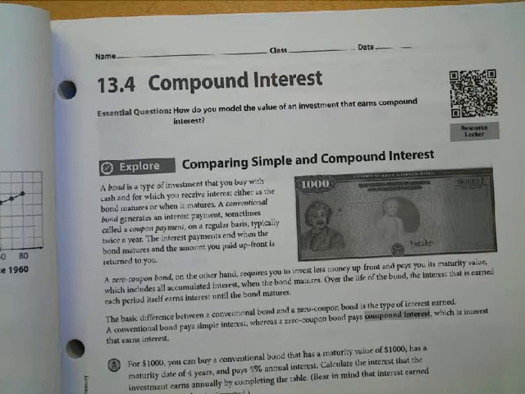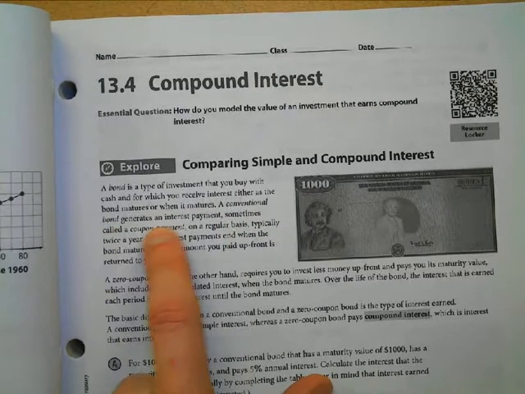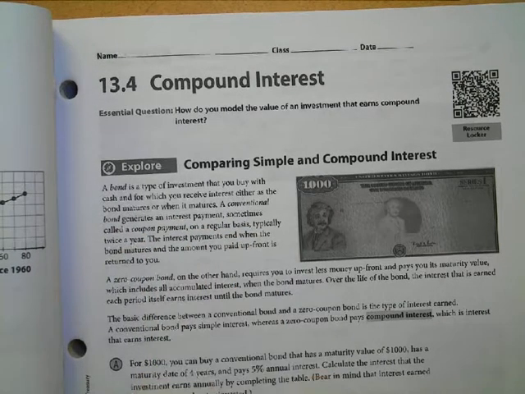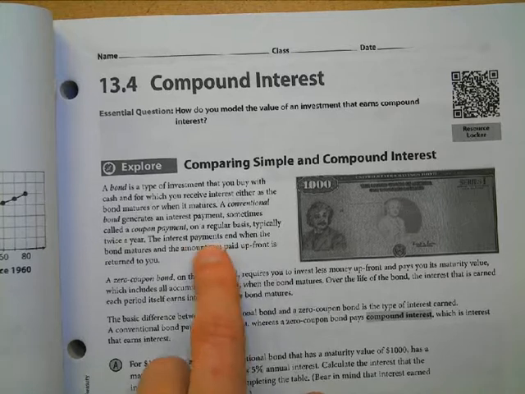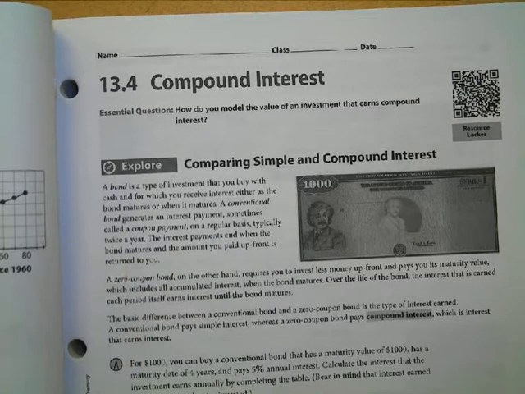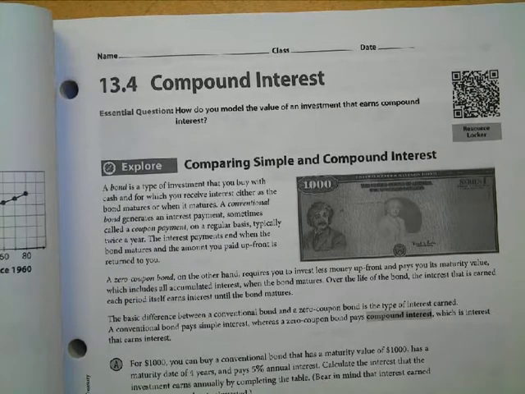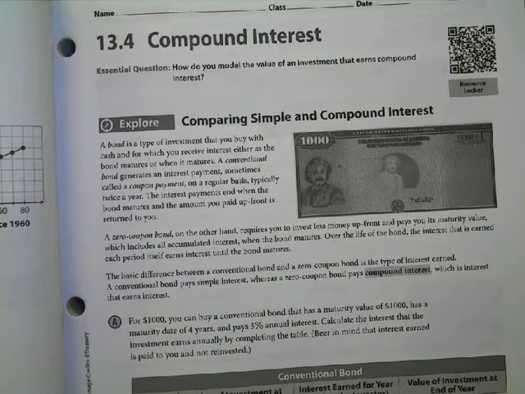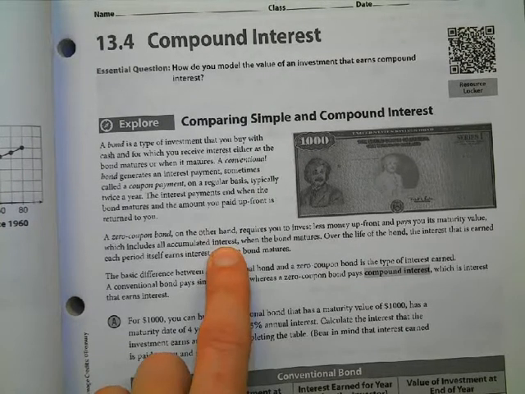Okay, a conventional bond generates an interest payment, sometimes called a coupon payment, on a regular basis, typically twice a year. Okay, so that means they calculate the interest on the amount of cash that you gave, okay, twice a year. Okay, the interest payments end when the bond matures, and the amount you paid upfront is then returned to you. Okay. A zero coupon bond, on the other hand, requires you to invest less money up front and pays you its maturity value, which includes all accumulated interest when the bond matures.